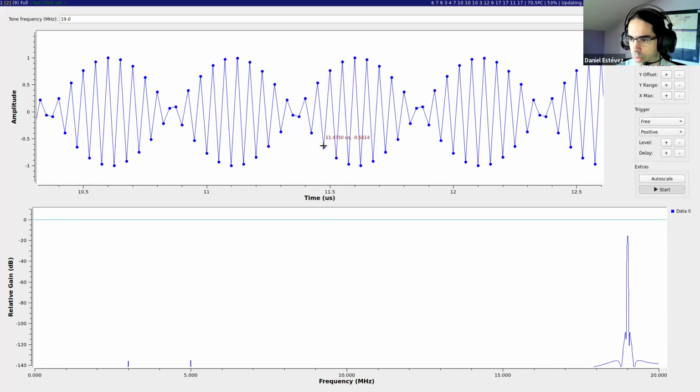Here we have 1 point. Here we have another point. And then the next point belongs to the next cycle, but it is not exactly the same phase as this one. So that's the reason why we see this strange pattern going up and down, which is also a sinusoid function. So this is what happens with 19. Let's go to 20.